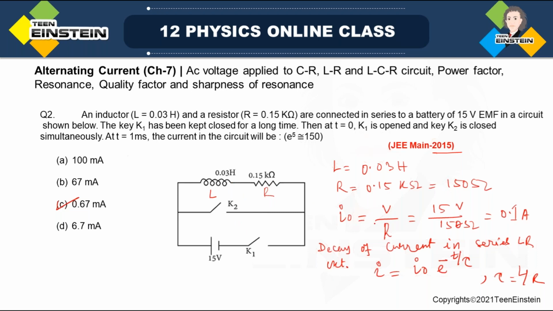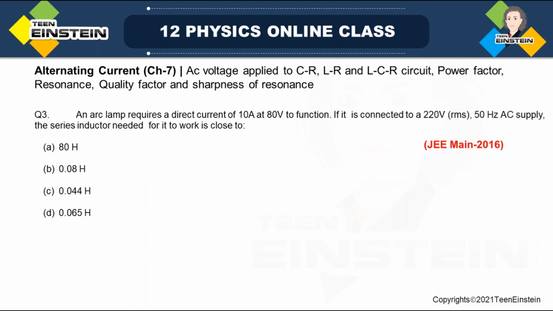Okay, so that's how we could find out the maximum current in the circuit. And when you open K1 and simultaneously close K2, and you see the current in 1 millisecond, the current will actually decrease exponentially to 0, and it will follow the equation I = I0 e^(-t/tau). Okay, so from there we have solved it.